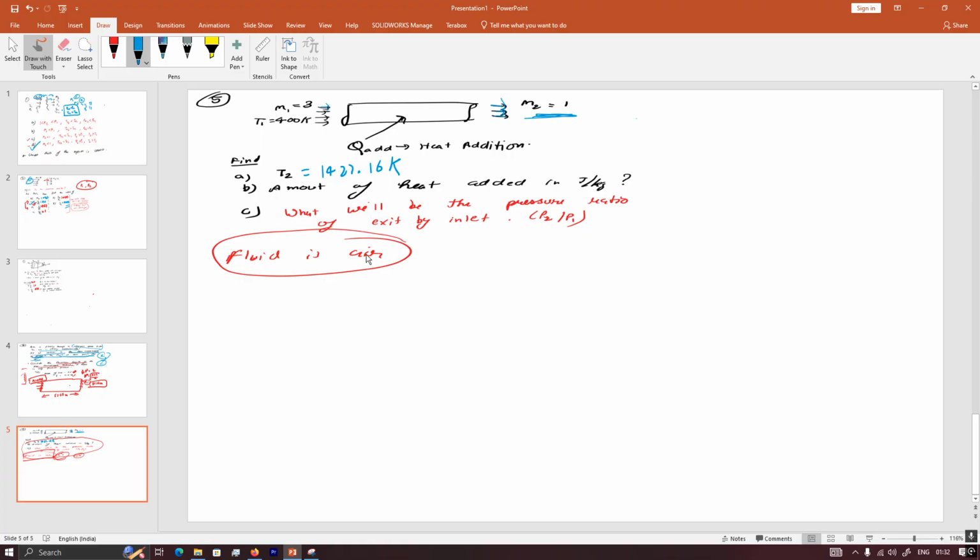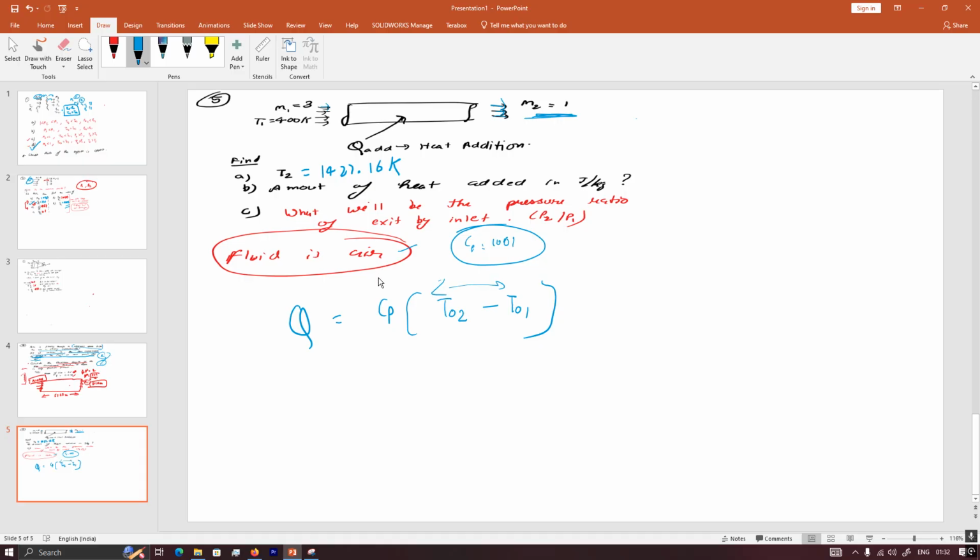Okay, now we have to see what is the heat amount we have added. So Q will be equal to Cp. Since it's air, Cp is 1005. Cp times T naught 2 minus T naught 1. So this difference will give me how much heat we have added.